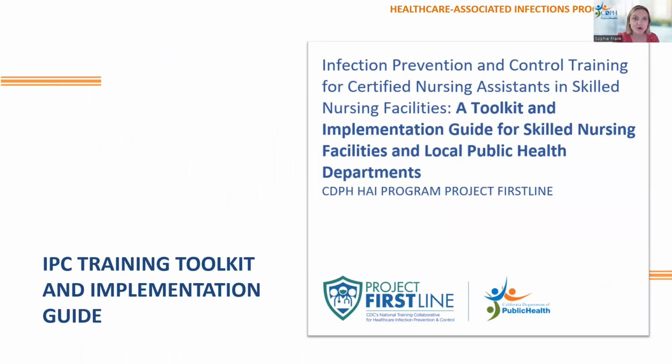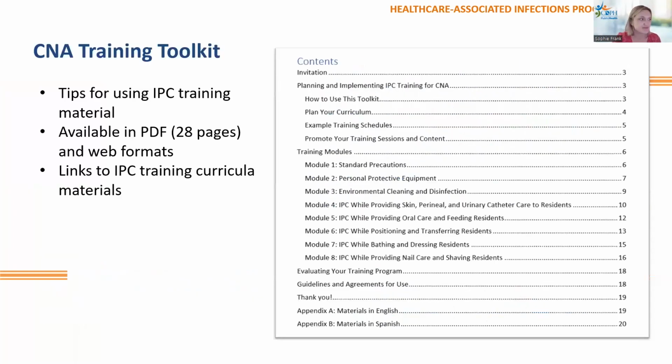So with Project Firstline's goal in mind, we developed an infection prevention and control training toolkit and implementation guide for skilled nursing facilities and local public health departments to guide educators through the process of planning and implementing IPC training for CNA. All right, so the toolkit and implementation guide has tips for how to use our Project Firstline IPC training materials for CNA in your facility. The toolkit is available as a PDF on our Project Firstline webpage. You can access all training curriculum materials via the webpage and download any files you may need for your trainings.